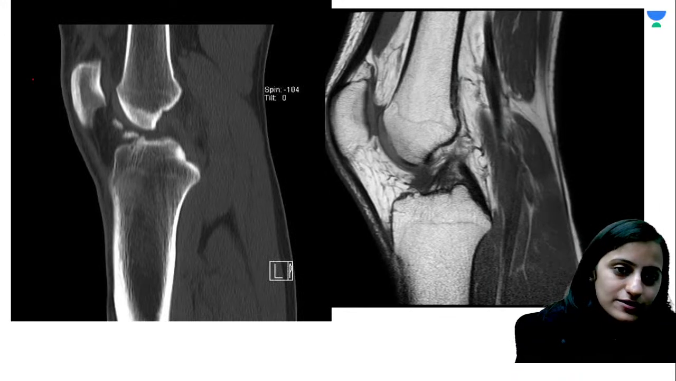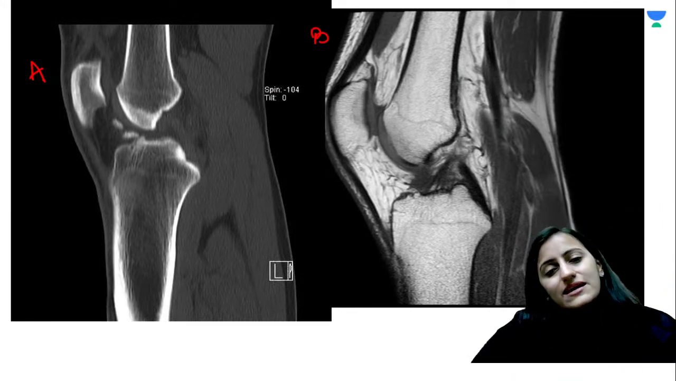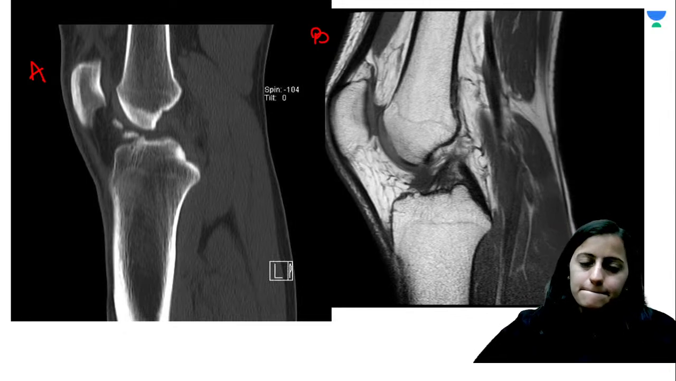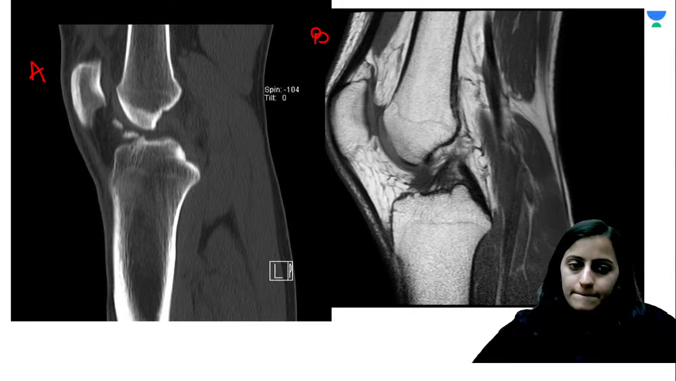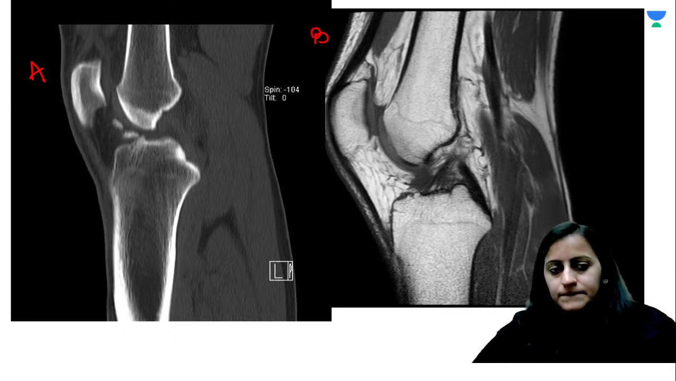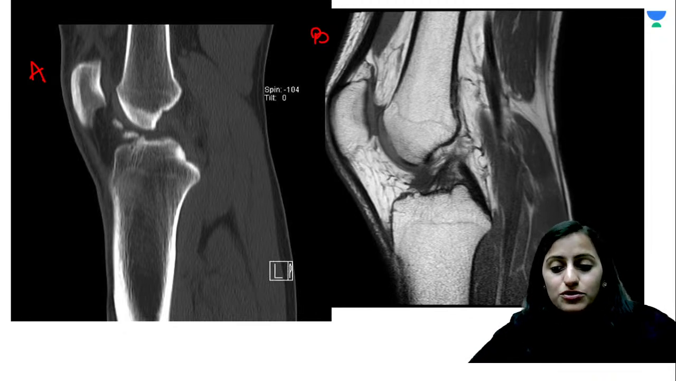Look at this one. Image A and image B, a very important image to understand the concept of CT and MRI. What is A and what is B? A is CT, B is MRI, A is MRI, B is CT, both MR. What do you think is that?